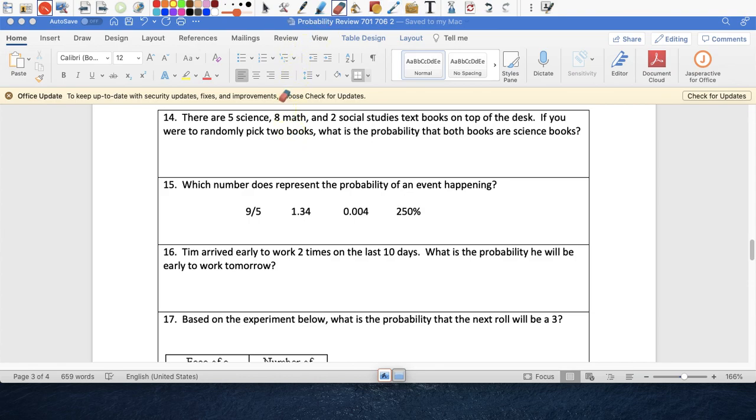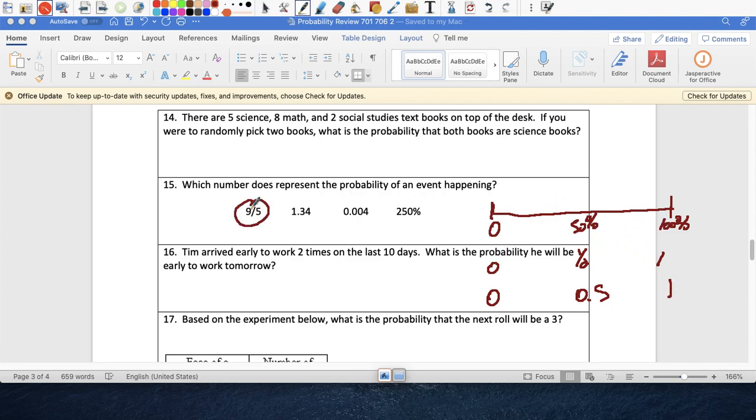Which number represents the probability of an event happening? So remember, the probability is from 0 all the way to 100%, right? As a fraction it's the same thing. So this is 50%. This is half. This is 100%. Sorry, that's 1. As a decimal, 0, 0.5, and this is still 1. So it has to be between 0 and 100% or 0 and 1.